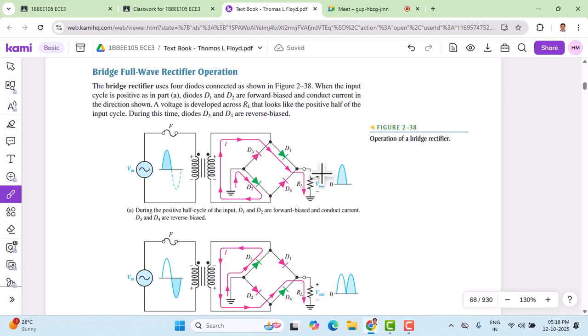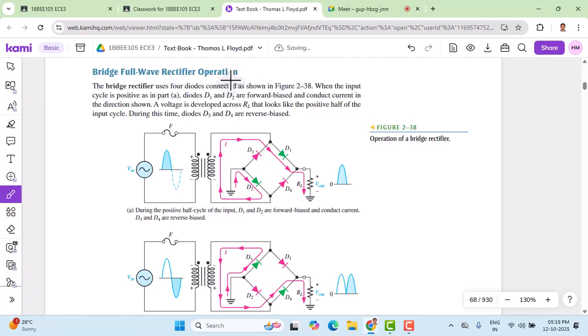Now let's move to the next topic of interest, which is bridge full wave rectifier operation. So far we have seen the center tap based full wave rectifier, and now we are moving to the bridge full wave rectifier operation.